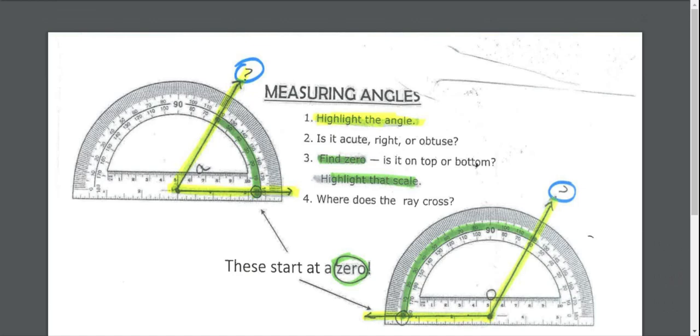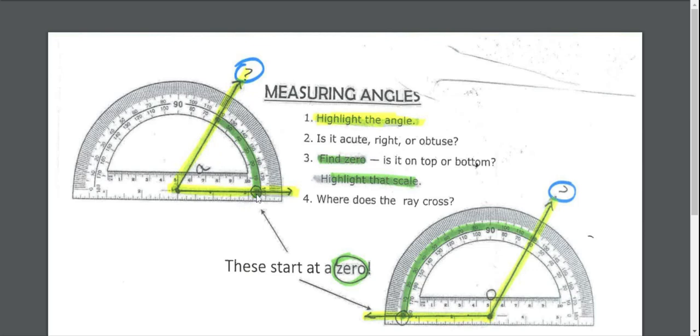And that's the second step. Is it acute, right, or obtuse? This angle right here that we're looking at on this protractor is an acute angle. So now what we do is we look and we find 0, and it's right there. That means we're going to use the bottom numbers. Remember, you only want to use one set of numbers. It doesn't matter which set you use, as long as you use the same set, like always use the top or always use the bottom.